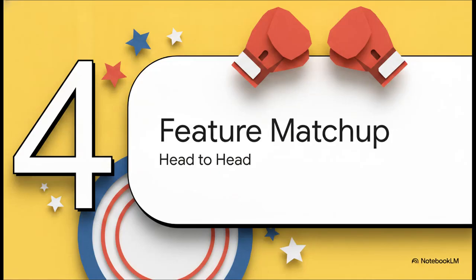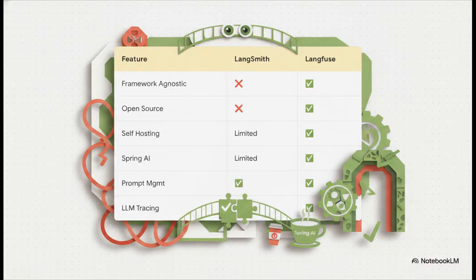All right, Section 4, the feature-by-feature matchup. Looking directly at the functional data, notice where they tie up. Both platforms are fantastic at prompt management and LLM tracing. If that's all you need, it's a total toss-up. But look at where they diverge on core architectural needs. When it comes to being framework agnostic, open source, and offering robust self-hosting capabilities, Langfuse takes the clear win.